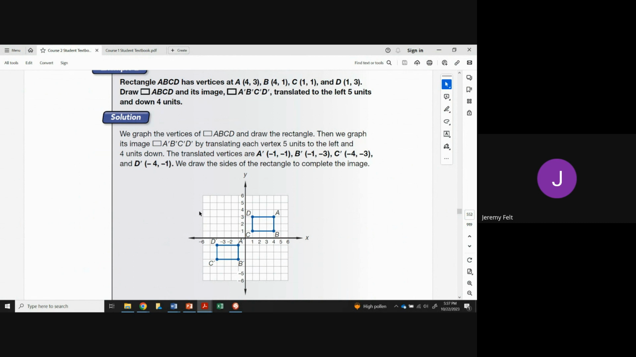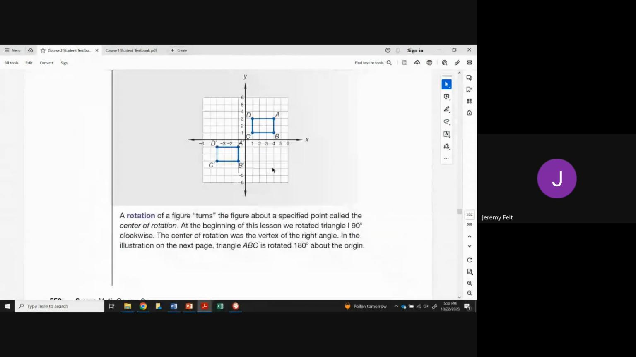So that's what we did. We can draw it, which really helps. We can see what's actually going on, and then we can look back and see based on our coordinates, okay, we went 5 to the left and 4 down.